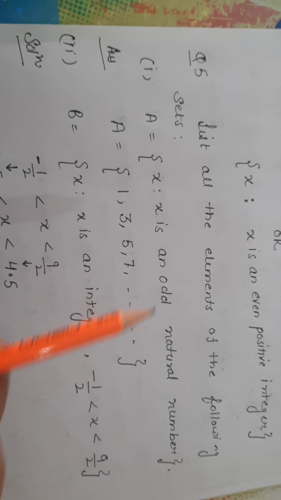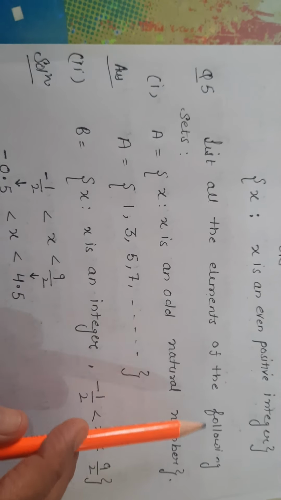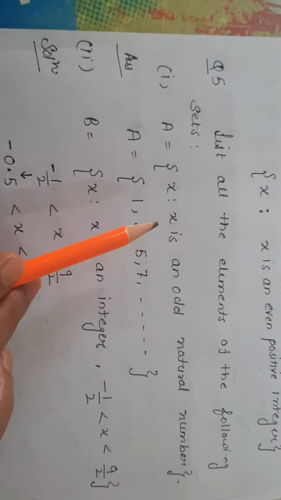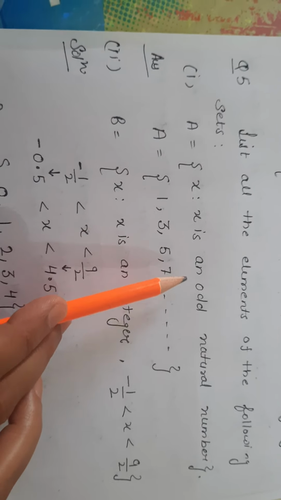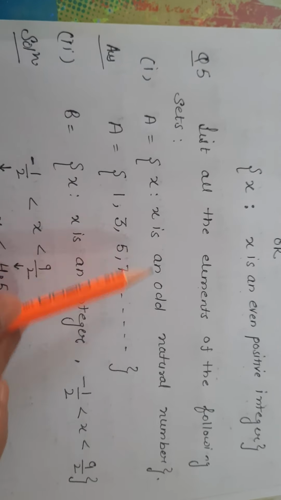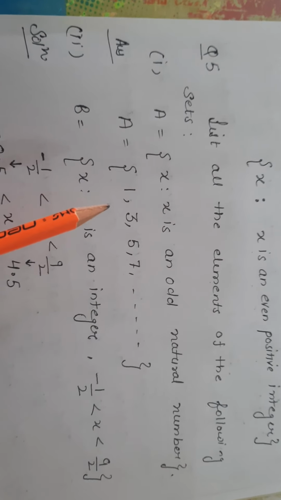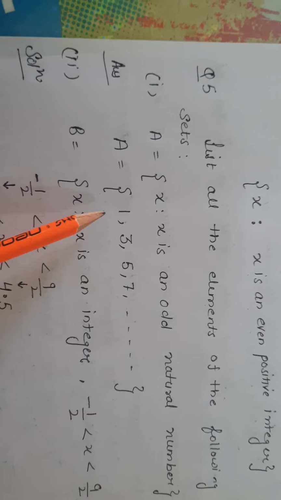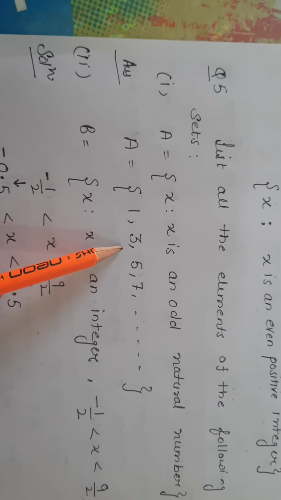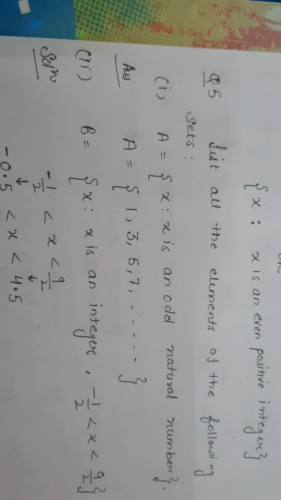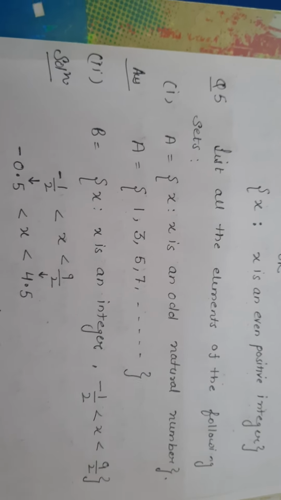Question number 5. List all the elements of the following set. First part, A, set of those x where x is an odd natural number. You have to write the elements of this set, odd natural numbers. Now tell me what are odd natural numbers. First you'll apply your bracket. They are 1, 3, 5, 7 and so on. They are infinite in number.